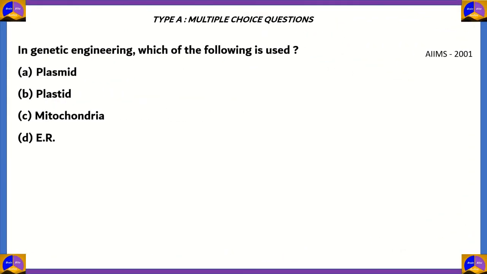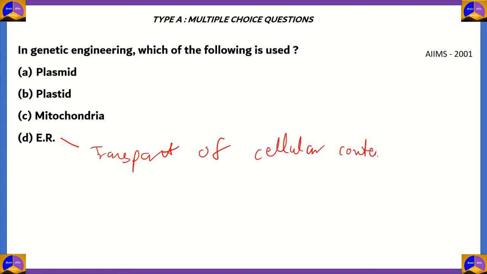Let's look at the next question. In genetic engineering, which of the following is used? A, plasmid, B, plastid, C, mitochondria, D, endoplasmic reticulum. This question is quite simple, as I would say. Under endoplasmic reticulum, the function is transport. It's transport of a lot of cellular contents such as proteins, enzymes, fats, etc. So that's the function of ER. So option D is incorrect.